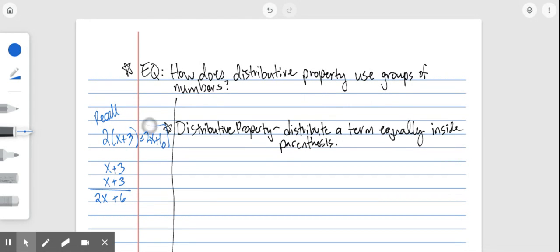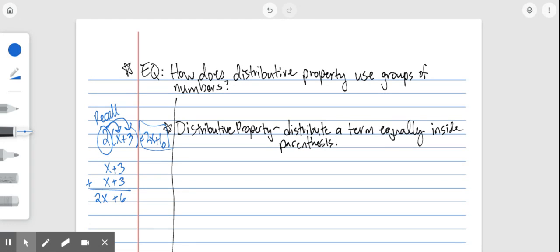Now, what some of you started to notice yesterday, and I know that you noticed it because you started talking about it, is that what you're actually doing is just multiplying each of the terms inside by the number on the outside. So 2 times x is 2x, and 2 times 3 is 6. So that's what distributive property is. It's instead of having to write it out a billion times, 7 times, 8 times, 9 times, 15 times, we can just do the multiplication.